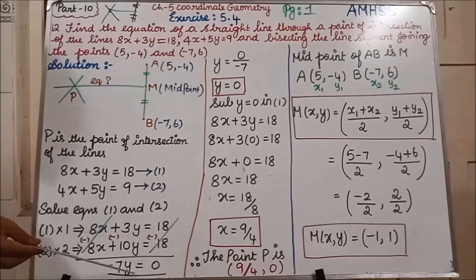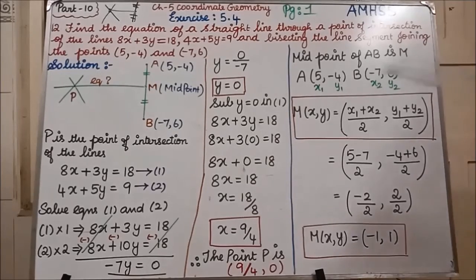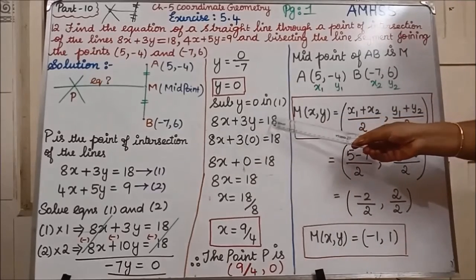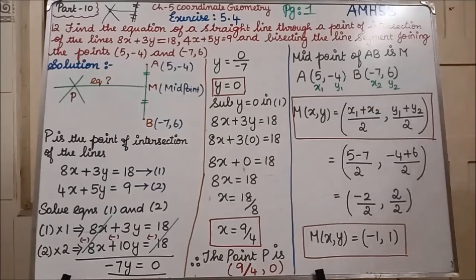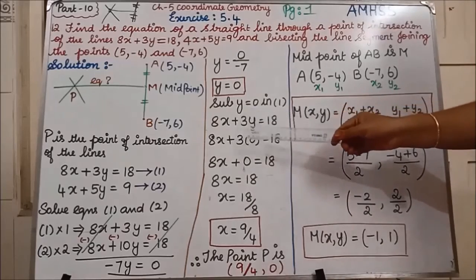So minus 7y equal to 0 means y equal to what? 0 divided by minus 7. Clear? So 0 divided by minus 7 is what? y equal to 0. We have got now the y value. Next, what value do we have to get? We have to get the x value. So substitute y equal to 0 in equation 1. If you substitute in equation 1, this is our equation 1: 8x plus 3y equal to 18. If you substitute y equal to 0 in this, what will we get?